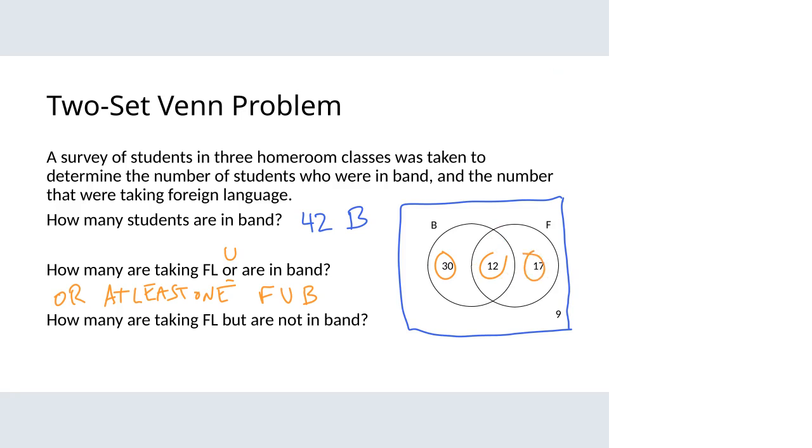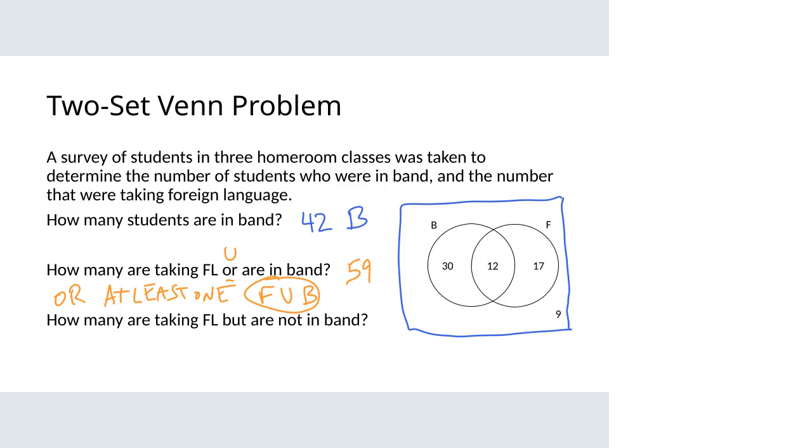And so I wind up with 30 plus 12 plus 17. We end up with 59 that are in foreign language or band, because or is joining them together. If I was going to shade this, it would be right here. And so I count everybody that's in the shading, the 30 plus the 12 plus the 17. If we want to talk about that more, let me know. But if we're going to join them together, we're going to count everybody in B, we're going to count everybody in F. Be careful not to count them twice. We only want to count them once.